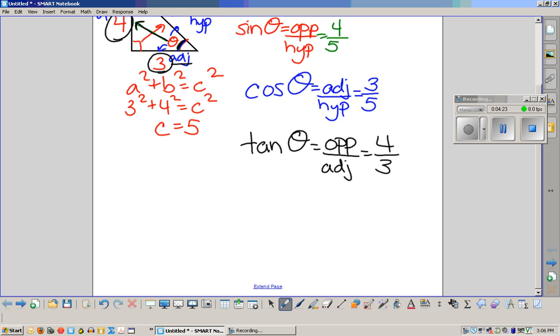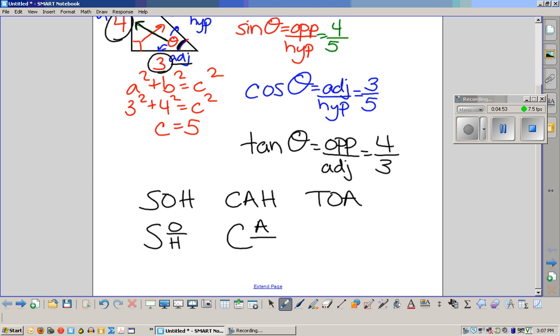We know it's a lot to remember, this whole sine, cosine, tangent. So we have a little mnemonic, and every math teacher knows this one: SOH CAH TOA. I wrote it like this, but I also like writing it like this. Sine equals opposite over hypotenuse. Cosine is adjacent over hypotenuse. And tangent is opposite over adjacent. SOH CAH TOA.